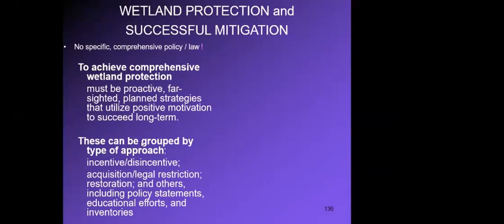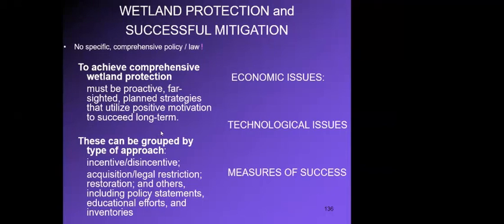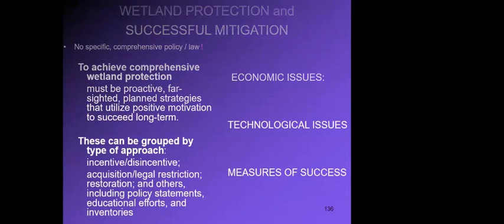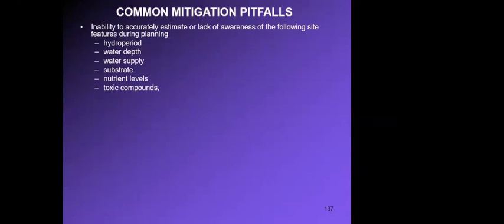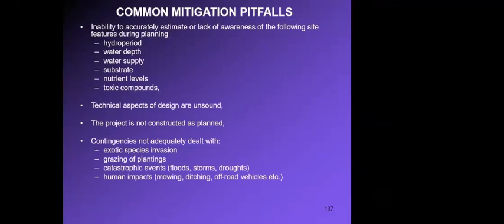How to protect, and mitigative measures, just to give a glimpse based on economic and technological measures. But common pitfalls: why are we not able to pinpoint it? Mainly because of inaccurate estimates or lack of awareness of the following: hydrofeed, water depth, water supply, substrate, nutrient levels, and toxic components. See, this information, that is what I want to say, wetland hydrology is very important for the sustainable development of a society.